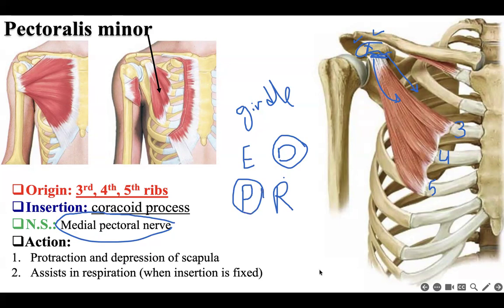And please note that any muscle attached to the ribs will move the ribs in respiration. It is very important in assisting the movement of respiration. This is the pectoralis minor. So the pectoralis minor acts on the shoulder girdle, but the pectoralis major acts on the shoulder joint.